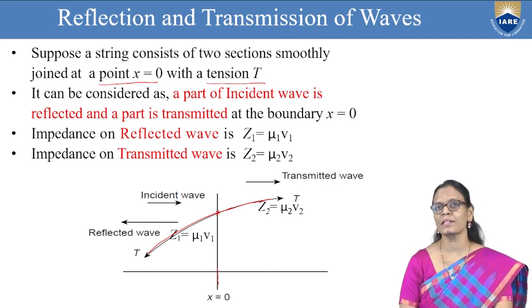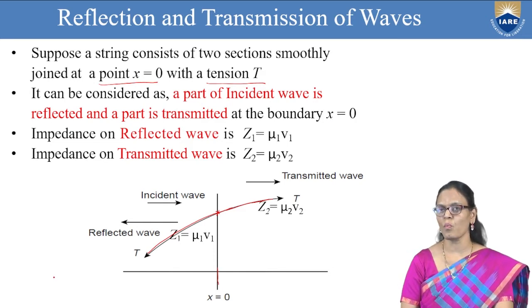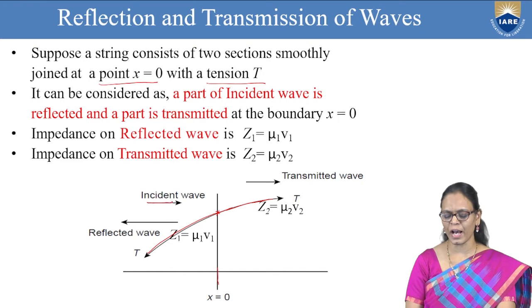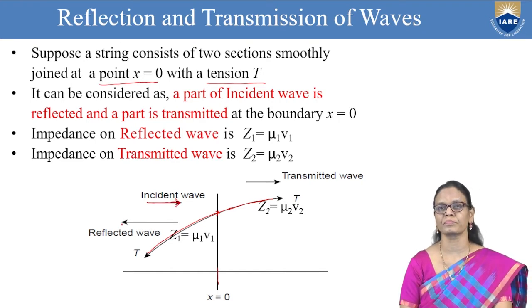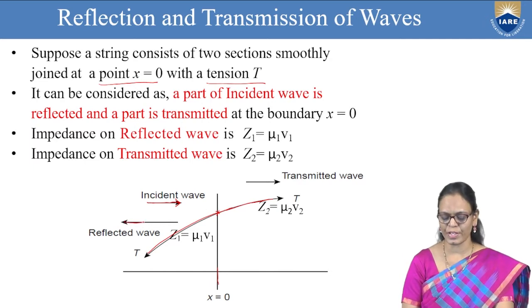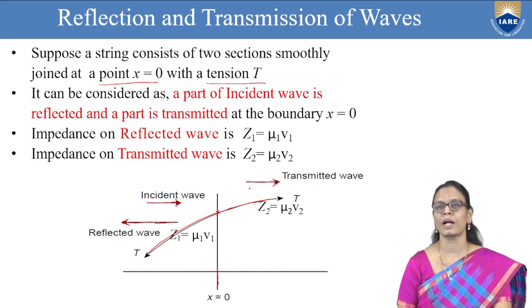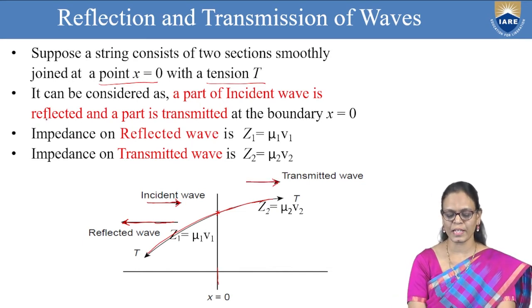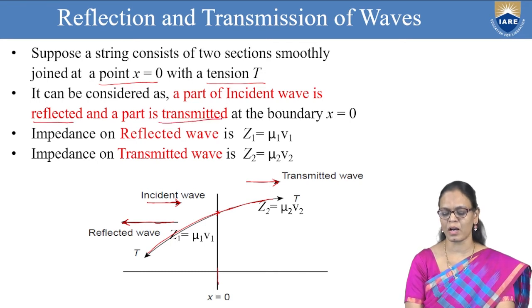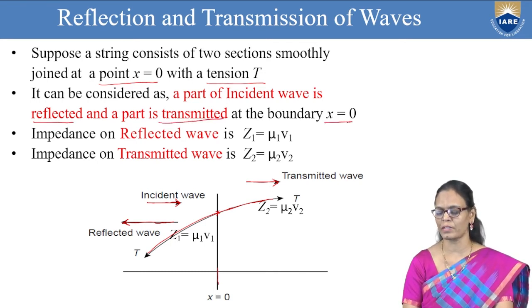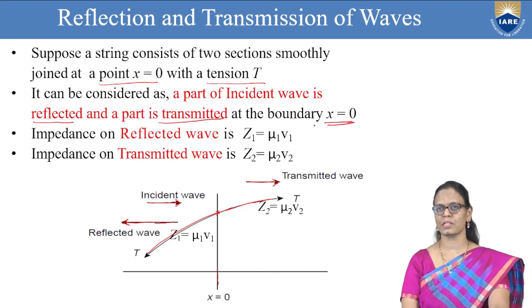Now it can be considered that a part of the incident wave is reflected and a part of it is transmitted at the boundary x equal to 0. So now what we consider is, if we have an incident wave, here at the boundary a part of it is reflected like this and a part of it is transmitted at the boundary. So what we are seeing is a reflected wave and also a transmitted wave at the boundary x equal to 0.